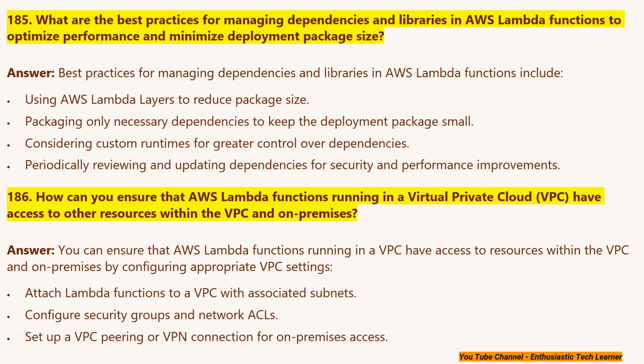Attach Lambda functions to a VPC with associated subnets. Configure security groups and network ACLs. Set up a VPC peering or VPN connection for on-premises access.